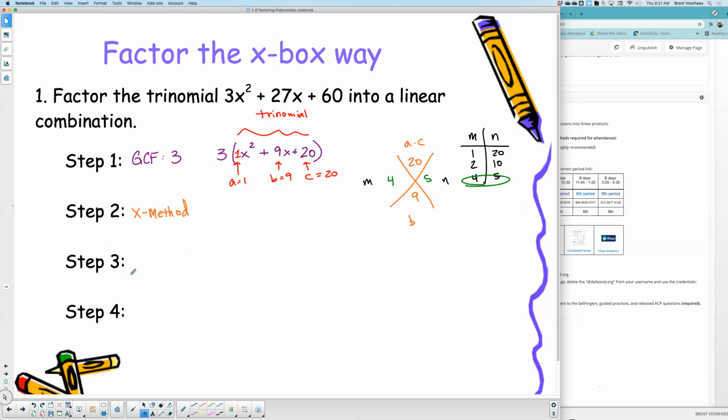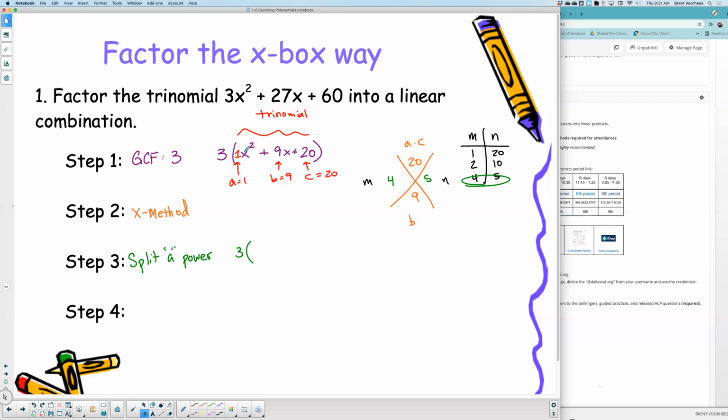Now, step 3. This one I teach a little bit different than other teachers. So I'm just going to go ahead and tell you it's split A terms power. I'm just going to write A power. I'm really referring to the A term. So we're going to split this power. I'm going to take the GCF 3.